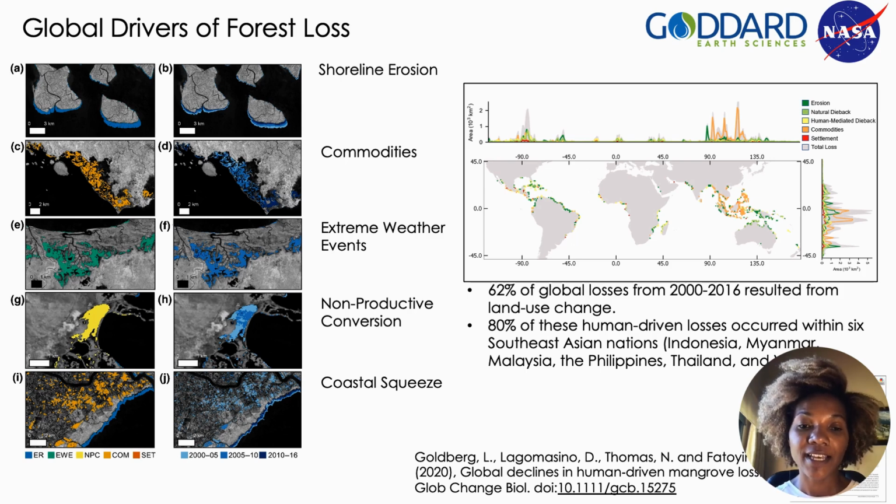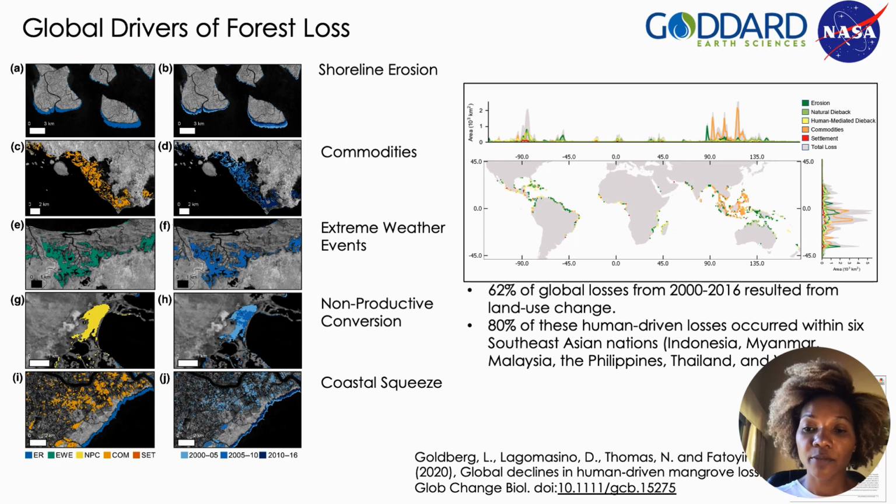So here we looked at data from the Landsat satellites, and we looked at all of the Landsat data that we could find covering all mangrove areas worldwide between 2000 and 2016 and analyzed where those mangroves had been lost. And then we also tried to understand what the mangroves were converted to once they had been lost. And we found that there were 5 main causes or drivers of loss worldwide. One being erosion, another one commodities like aquaculture and agriculture, and then there are extreme events. These include drought or cyclones or hurricanes.